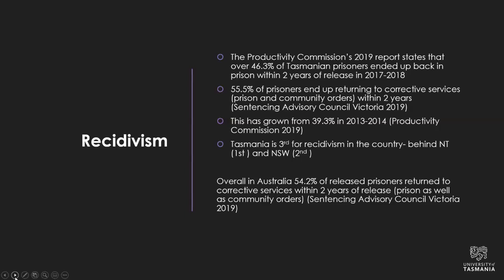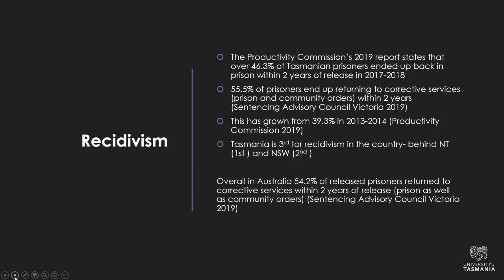Overall in Australia, so previously we were talking about Victoria, but overall in Australia, 54.2% of released prisoners return to corrective services within 2 years. I don't know about other people, and you may have a very different opinion, and that's perfectly all right. But if for instance you were taking a legal studies class and 54% of people who took that class failed, you'd probably be asking some questions about your teachers, you'd be asking some questions about the content, you'd be wondering why 54% of people are failing.